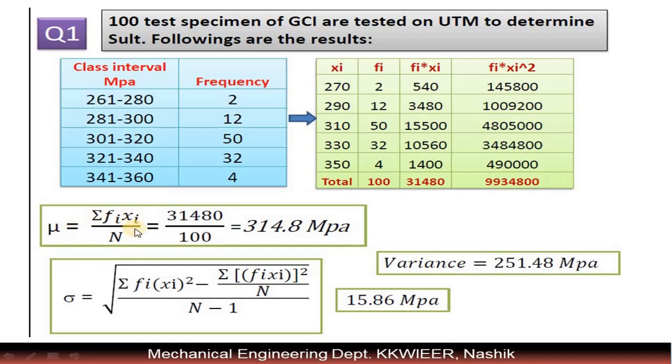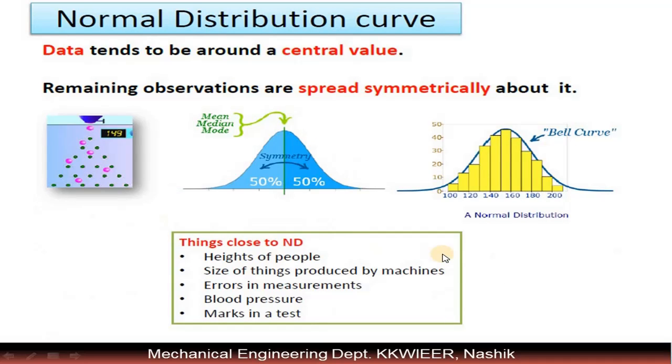So the mean we can find out with the help of this formula, as discussed earlier, Σfixi upon n, and then sigma we have with respect to this. The variance will be nothing but the square of sigma, which we got as 15.86. So that is the simple numerical. When we have understood all this, now we have to represent this data.